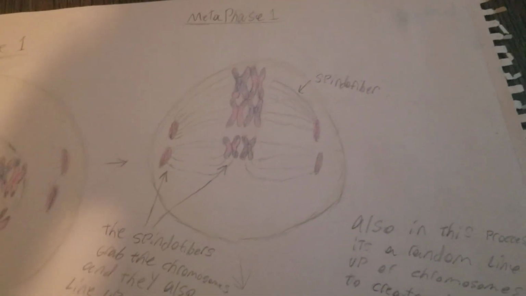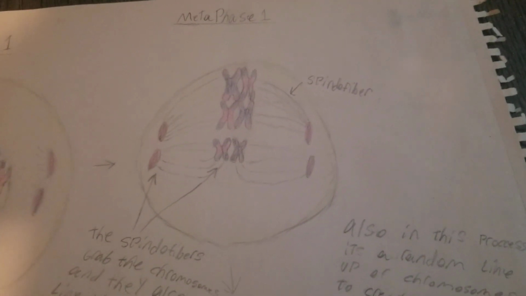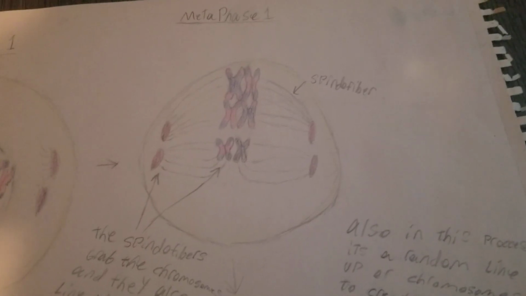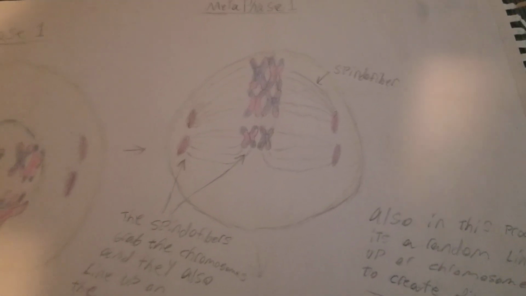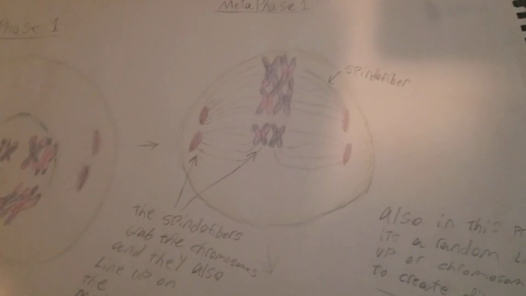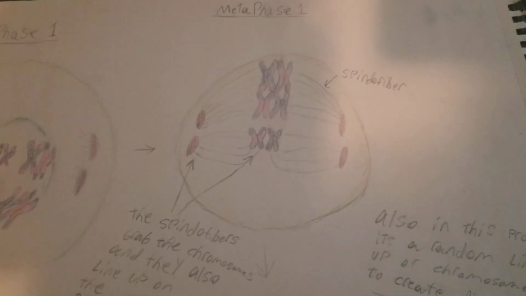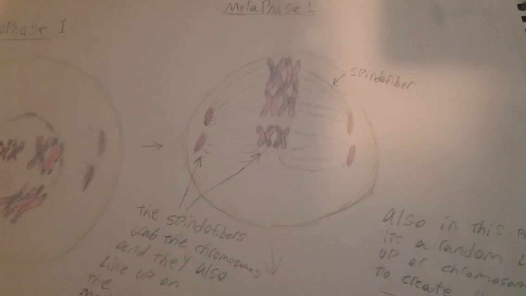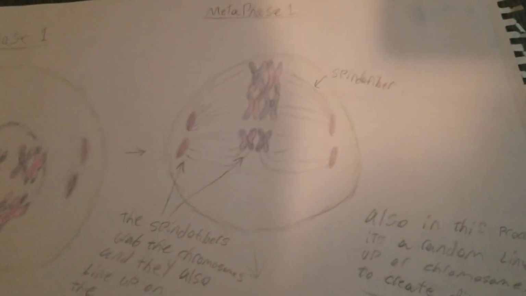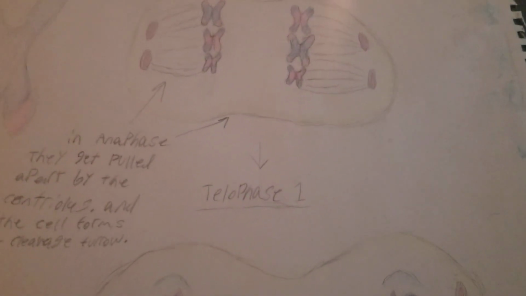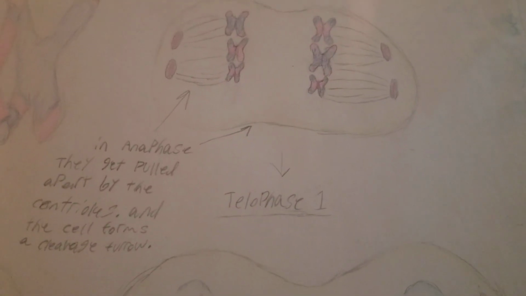And then metaphase 1. The spindle fibers grab the tetrads, and the tetrads line up on the metaphase plate. This is a big step for genetic diversity, because it's an independent assortment of tetrads, in random order. So in anaphase 1, the DNA gets pulled apart, and it's also an early stage of the cleavage furrow.